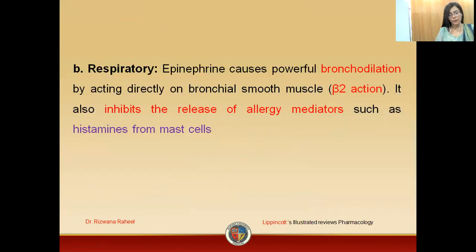So what are the effects of epinephrine on respiration, on your bronchioles? Due to activation of the beta 2 receptors by epinephrine, there will be bronchodilation. This is the first effect. Secondly, epinephrine has the ability to inhibit the release of allergy mediators. We know that mast cells contain histamine, which is the allergy mediator. Epinephrine can inhibit the release of this histamine from the mast cell. So this is also beneficial in the case of asthmatic patients.